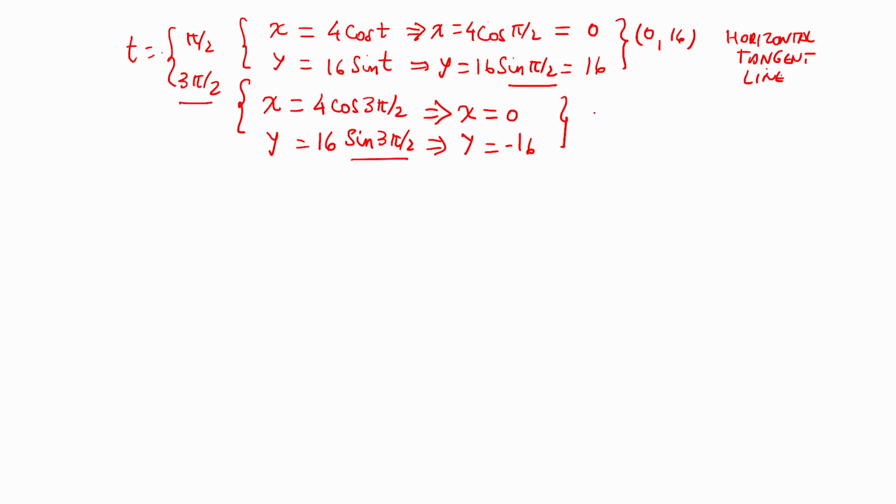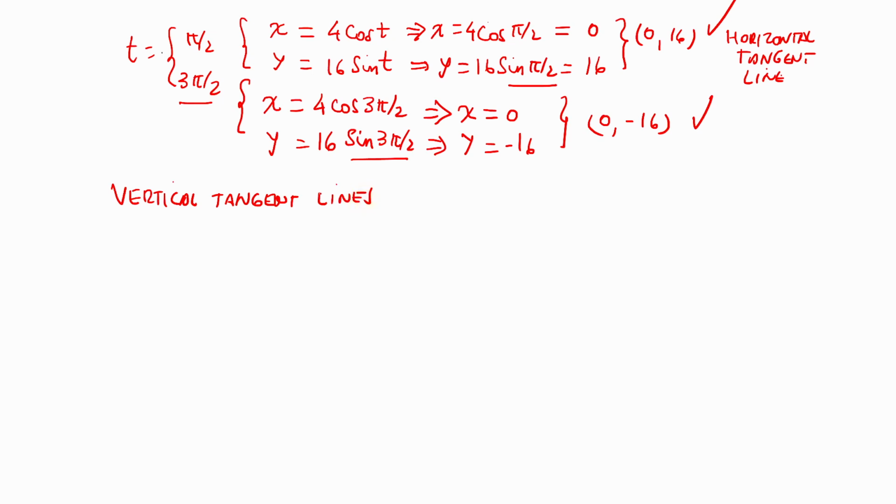And we have another point at which the curve has a horizontal tangent line, and that will be 0, negative 16. All right, so we have this point and this point for horizontal tangent line. Okay, now vertical tangent lines. Let's find the points at which the parametric curve has vertical tangent lines.